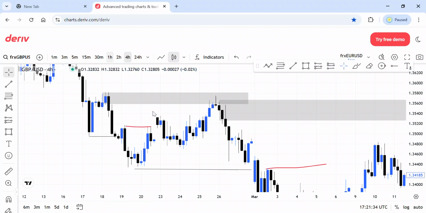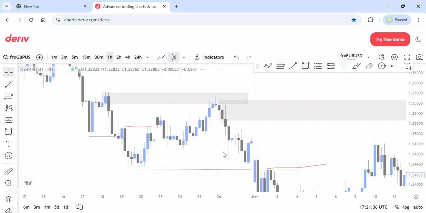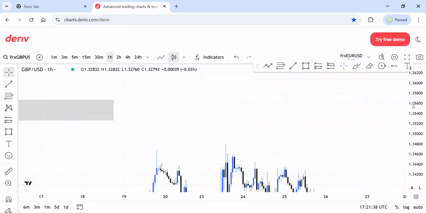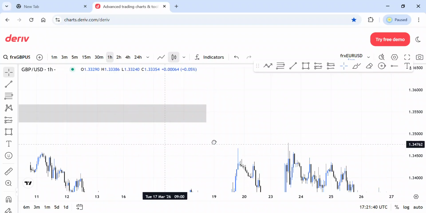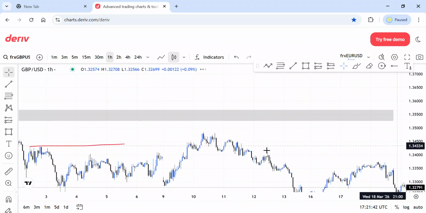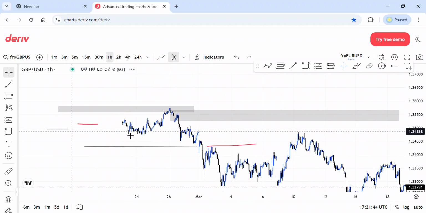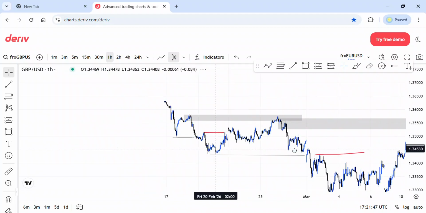Let's go to 1 hour and see very well. I told you, if you cannot see on 4 hours, after your 4 hours directional bias, just go to your 1 hour or 30 minutes so that you can be able to spot it right on your 1 hour or 30 minute time frame.